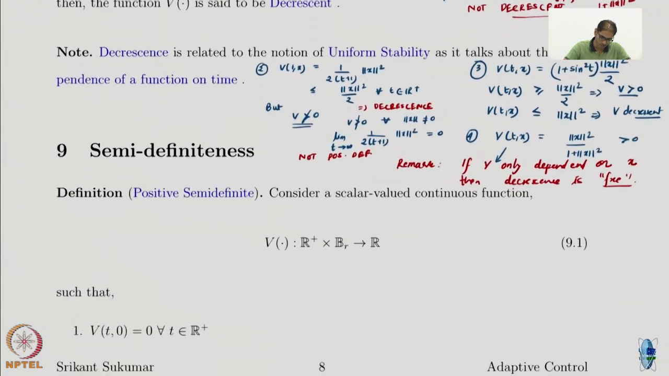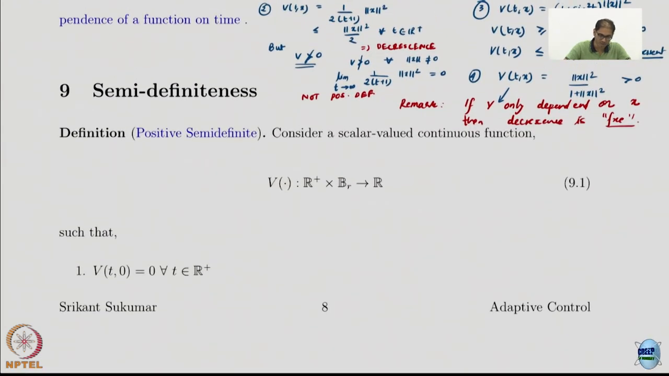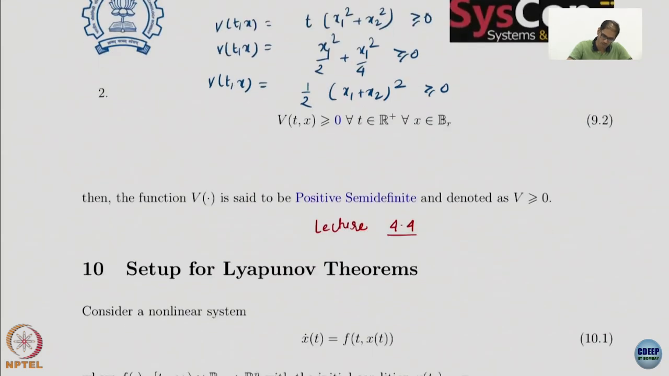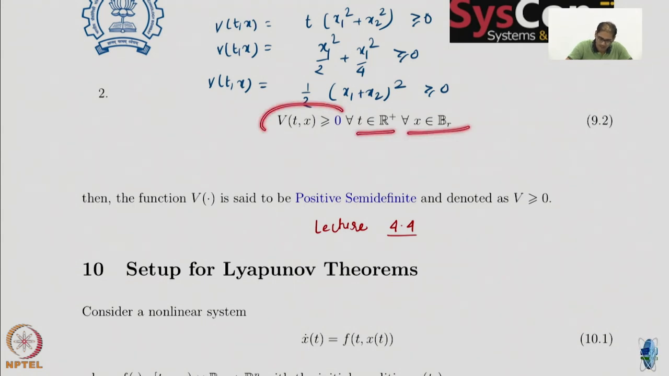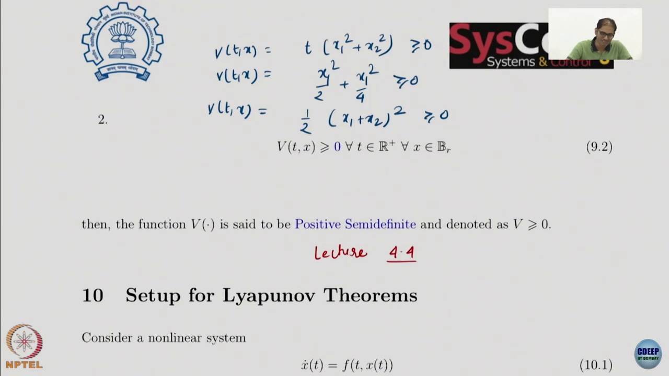Finally, we have the property of semi-definiteness, which is a very nice and weak property. Again, similar arguments: zero at 0, scalar valued, continuous, and it just has to be greater than or equal to 0 as a function, for all time, for all x, non-negative, that's it. So all the examples we considered were all semi-definite at least, x1 square plus x2 square, obviously.